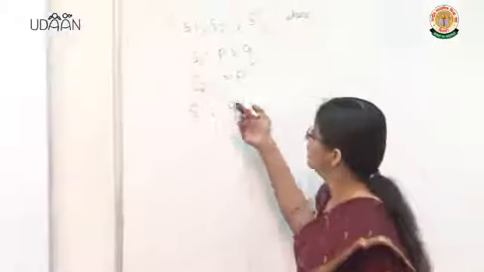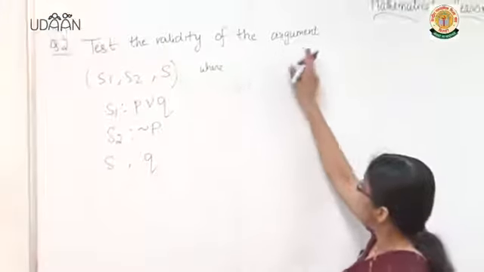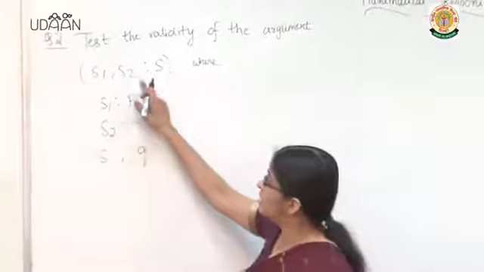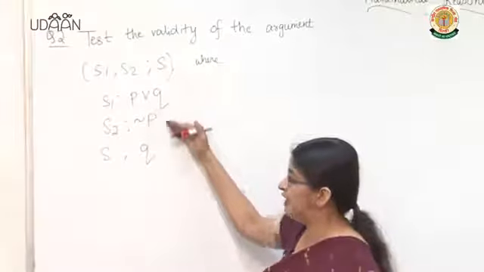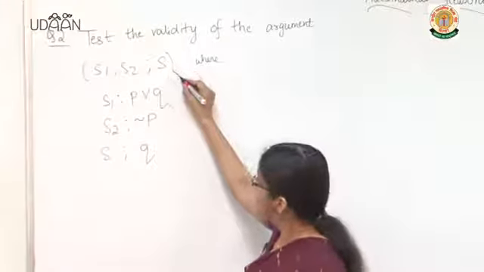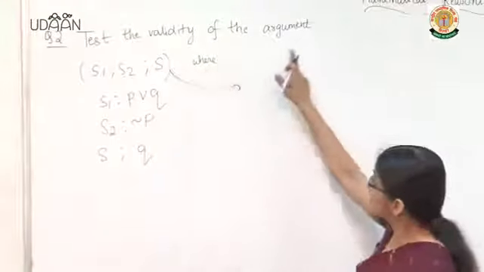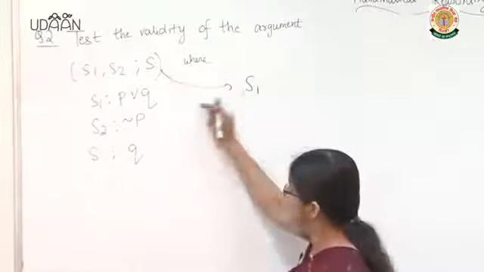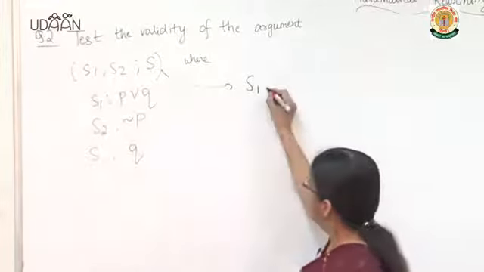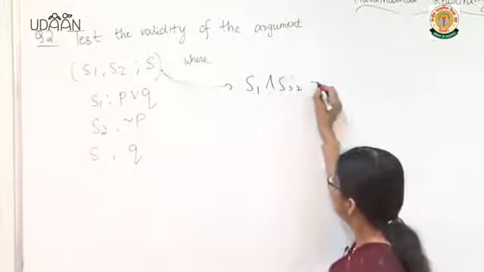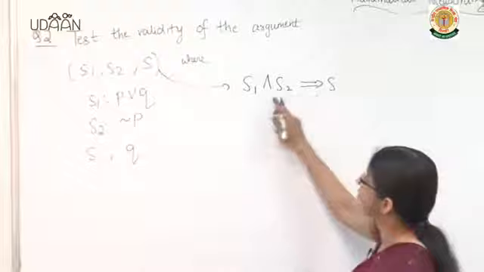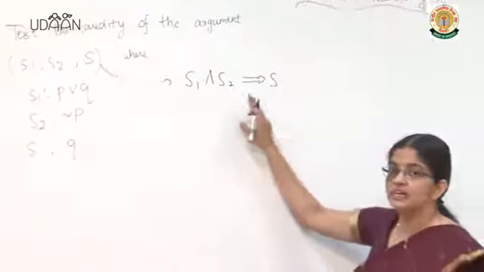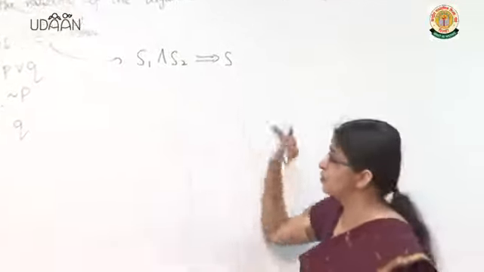Question number 2 written on the board. Test the validity of the argument S1, S2 and S. Separate statements are given. Let's see what does it mean. Test the validity of this argument means we have to check whether this statement S1 and S2 implies S is true or not. Whether this compound statement is true or not.